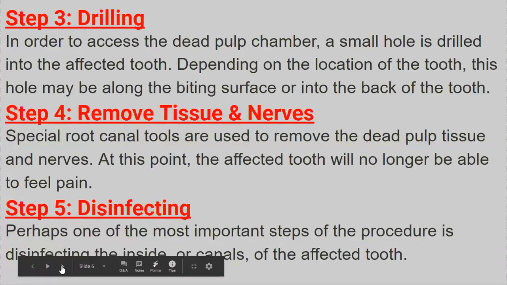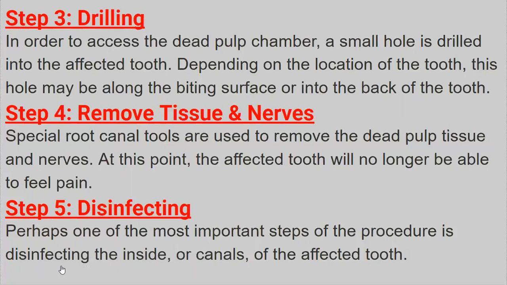Step 3, drilling. In order to access the dead pulp chamber, a small hole is drilled into the affected tooth. Depending on which tooth it is, it could be on the occlusal surface for posterior and on the lingual surface for anterior.